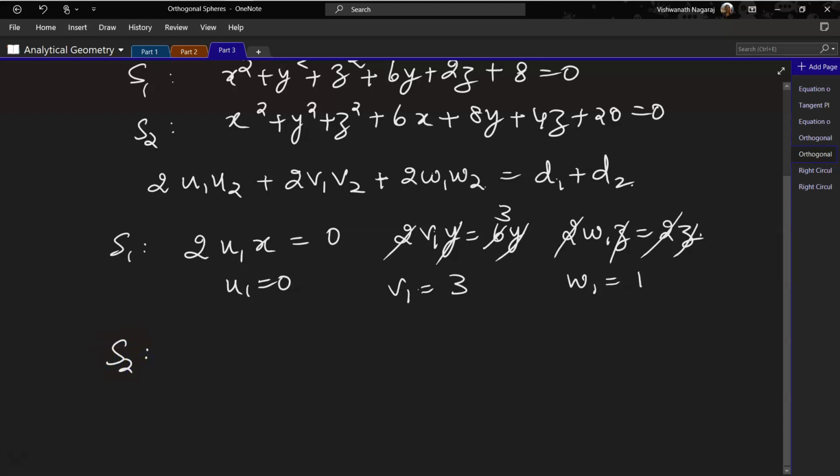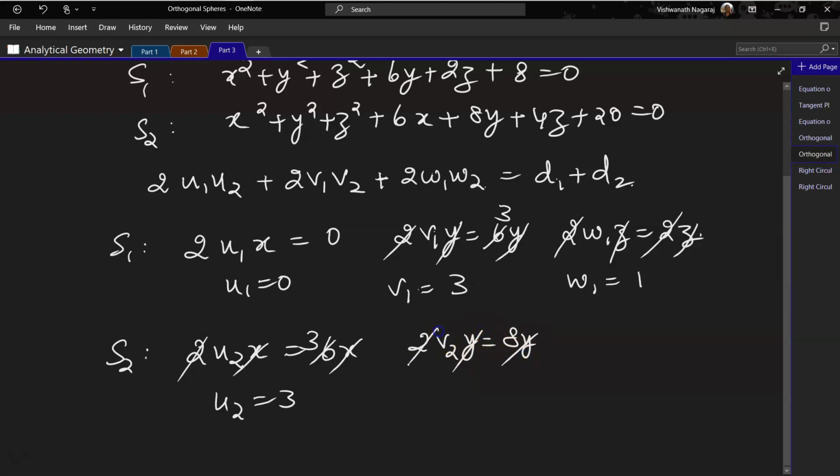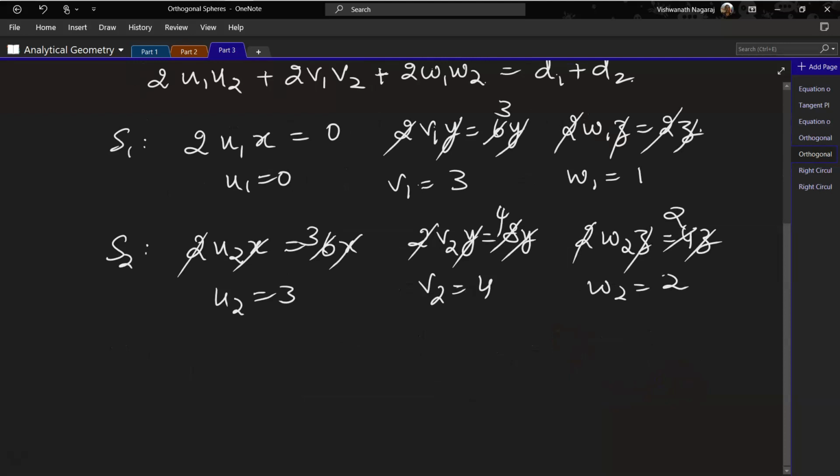Similarly, in case of S2, let's see, 2u2x is equal to 6x. x gone, 2 to 3. So u2 equal to 3. 2v2y is equal to 8y. So y gone, 2 to 4. So v2 is equal to 4. Similarly, 2w2z is equal to 4z. So z gone, 2 to 2. So w2 equal to 2. So we have got u1, v1, w1, u2, v2, w2.